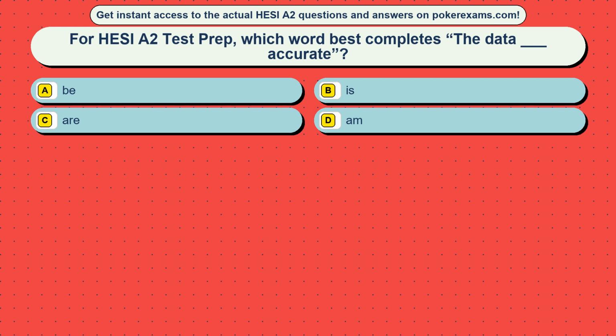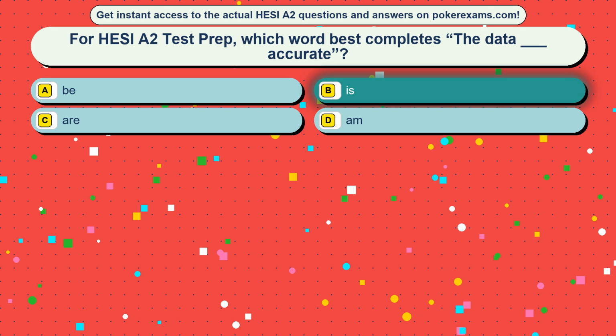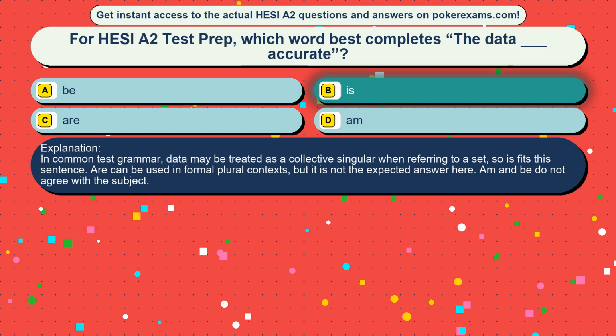Question 32. For HESI A2 Test Prep, which word best completes the sentence: the data blank accurate? Option A, B. Option B, is. Option C, bar. Option D, them. The correct answer is option B, is. In common test grammar, data may be treated as a collective singular when referring to a set, so is fits this sentence. Are can be used in formal plural contexts, but it is not the expected answer here. A and B do not agree with the subject.